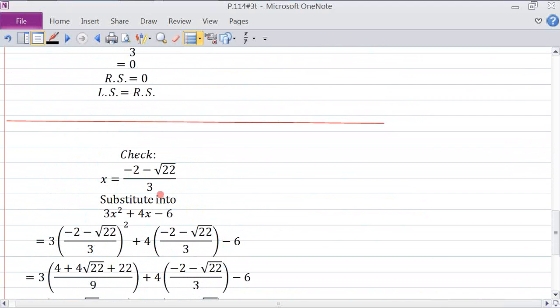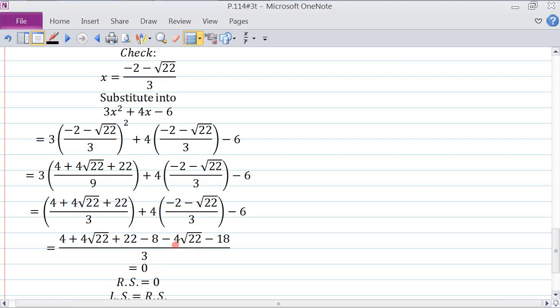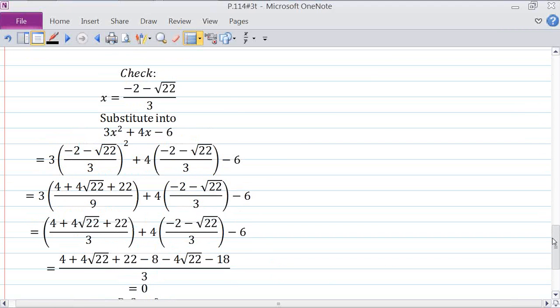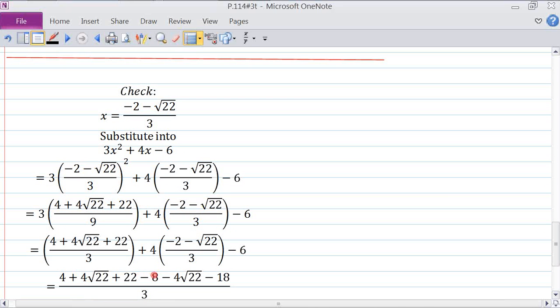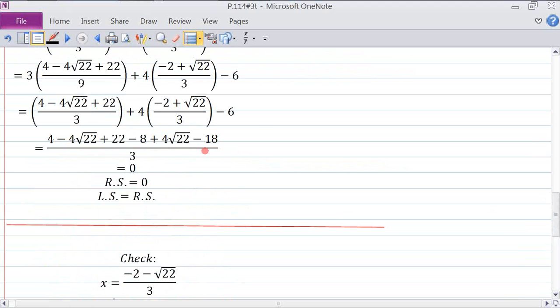So when we do the minus 2 minus the root 22 over 3, the other solution, we substitute into the same equation. The only difference you'll see is right here. Instead of plus 4 root 22 in the previous case, we had minus, and instead of minus, we had plus. So that's the only difference. Only the signs of these two change, both change, but they still sum to 0. So the solution is exactly the same. So see, this is plus and this is minus. Let's just go up and take a look. This is minus and this is plus, but they still sum to 0.